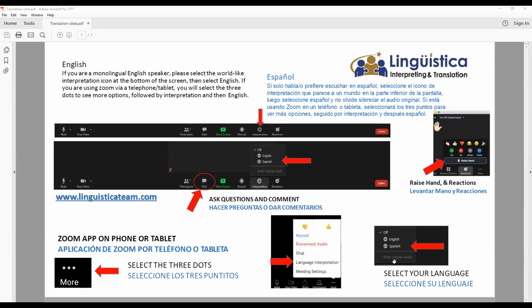If you are on a computer, you will see a globe icon at the bottom of your screen that says interpretation. Please select your preferred language, in this case English, and then mute original audio. If you are on a cell phone, tablet, iPad, or any other device, you will see 3 dots on your screen. Please select interpretation, then select your language, in this case English, then mute original audio, and finally done to finish the setup. If you want to listen to questions or comments made in Spanish, please stay in the English channel because this will be done simultaneously. Thank you very much. Muchísimas gracias.